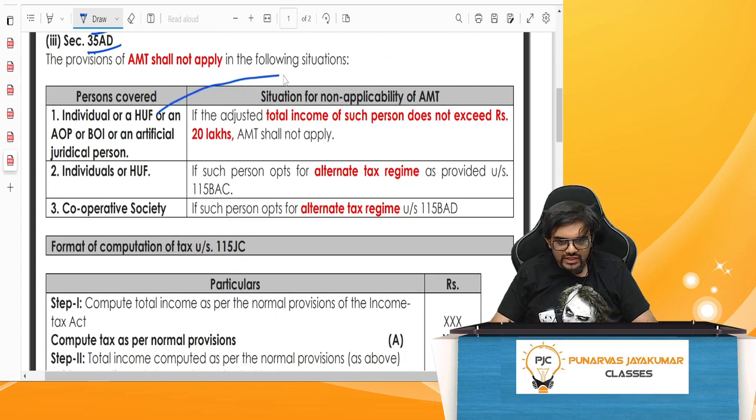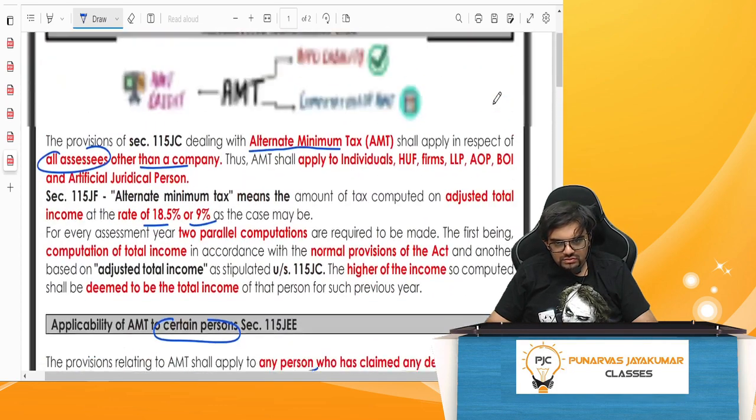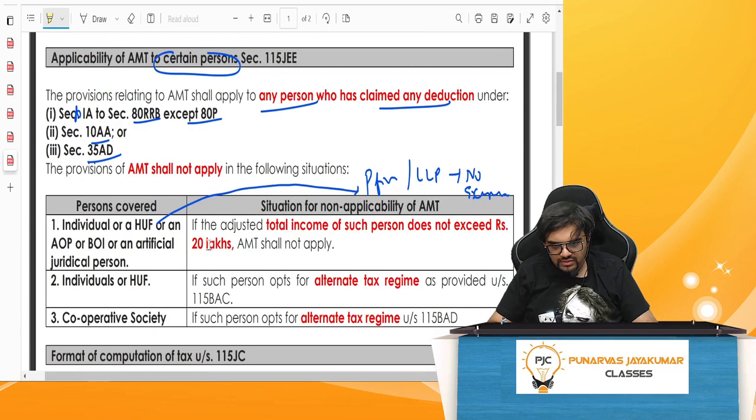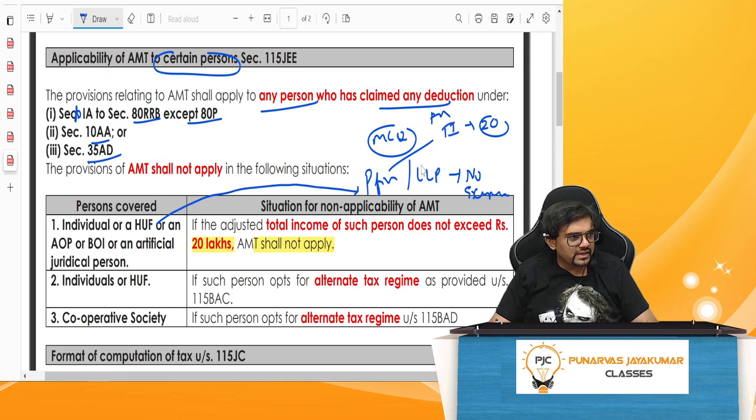Mind you here, very interesting to know, partnership firm, LLP, no exemption. Here if you see, AMT will apply to all. But here they are telling, if the adjusted total income does not exceed 20 lakhs, AMT shall not apply. So if there is an MCQ question, they'll ask, a partnership firm, their adjusted total income is just 20 lakhs. Will AMT apply? 100% yes. 19 lakhs, will AMT apply? Yes.